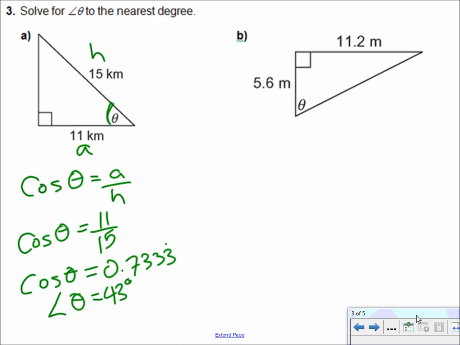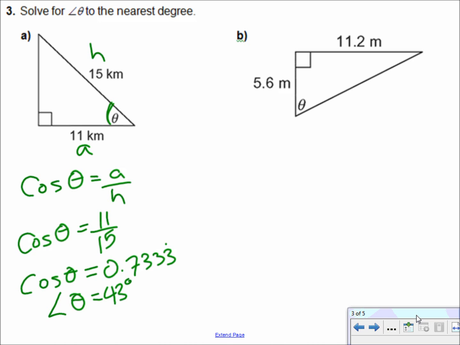So you're going to go 11 divided by 15. Okay, you'll get a decimal. Then you're going to go second function cos, then second function answer, and it'll give you 43 degrees. Okay? Because it's the inverse of the function.